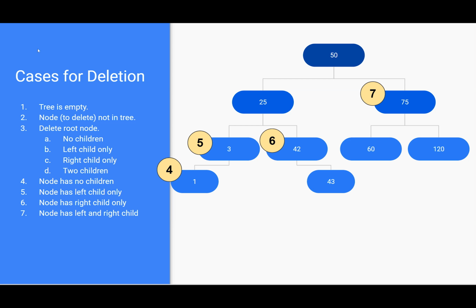Case 3 encompasses all special cases for deleting a root node in a tree. I won't cover this in the video because it's very similar to deleting any other node, with a few exceptions. For the full code, check out the blog post.